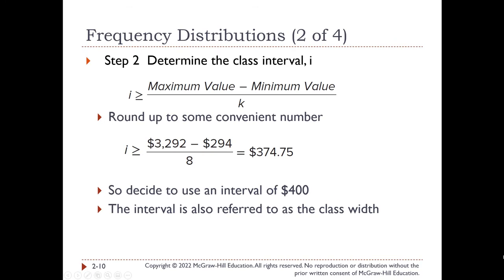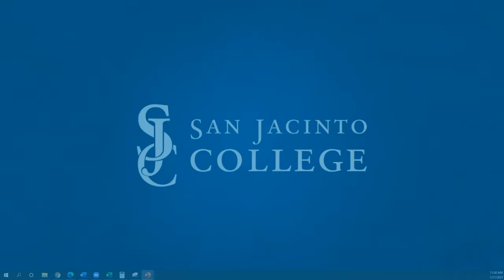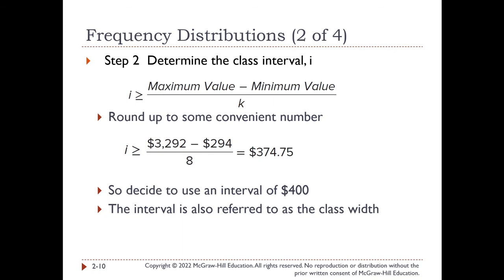Step 2, in our handy dandy notebook, is to determine the class interval I, which is going to be greater than or equal to this formula of taking the maximum value minus the minimum value. We have to do that first. That should be in parentheses, but they don't have it. But we always do that first, and then divide by our number of classes.